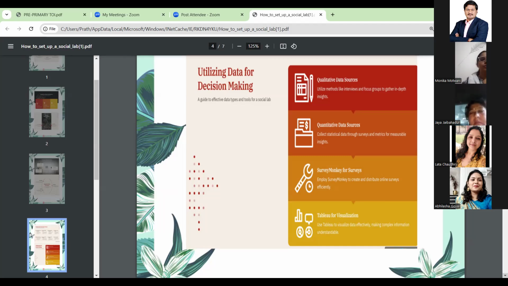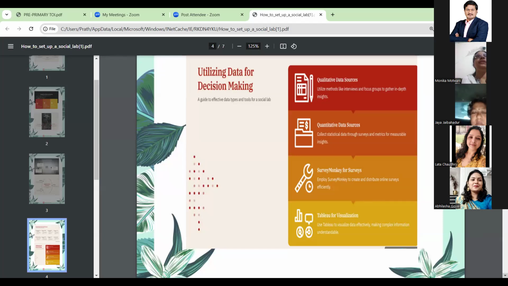Qualitative data sources. When you talk about qualitative data sources, what does it mean? Utilize methods like interviews and focus groups to gain in-depth insights. Even interviews give you big data, and it is qualitative data which helps you solve problems really well, and will give you the in-depth understanding to make a correct decision.